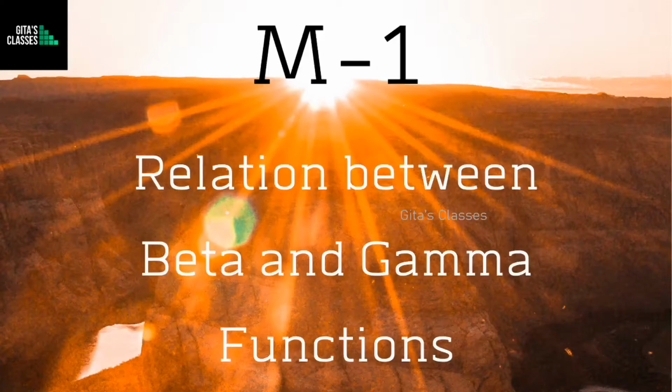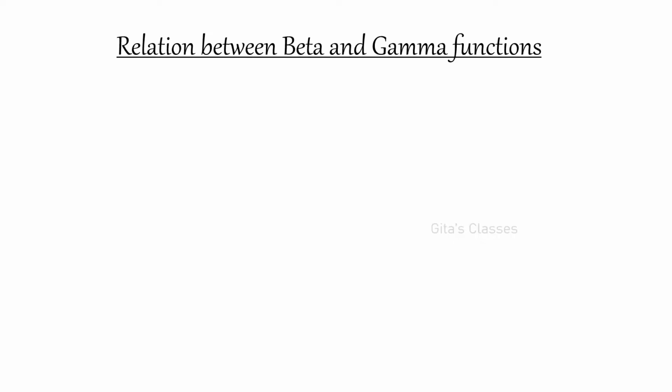Today we are going to derive the relation between beta and gamma functions. In the previous class we defined the beta and gamma functions. Now let us see the relation between them. What is the relation between them?